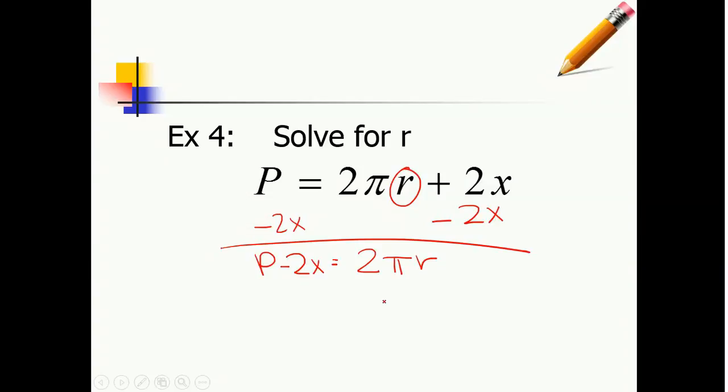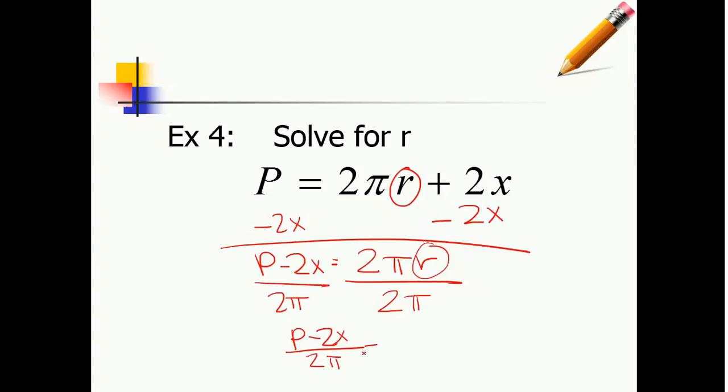I'm still solving for r, right? So just like that first one when we did the circumference, let's divide by 2 pi. So I'm going to have p minus 2x all over 2 pi equals r. I will accept that as an answer. You might see it written like this though: p over 2 pi minus x over pi.